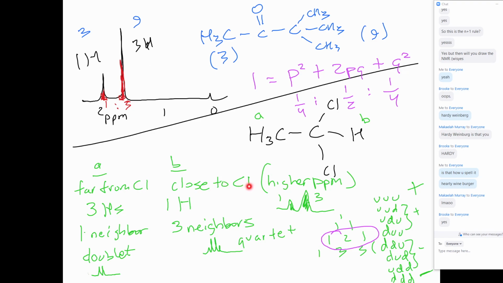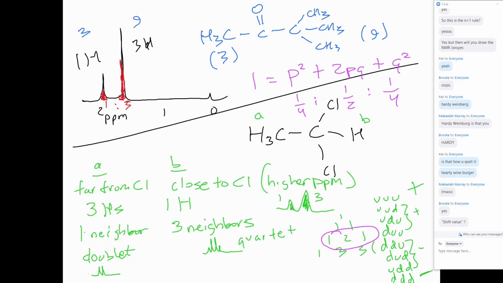What is the shift value going to be based on what functional group is it near? How many H's is it going to be? Area under the curve. And then what shape is it going to be? It's H neighbors. Is this information overload? Are you looking at 3 different things and never the same thing twice?